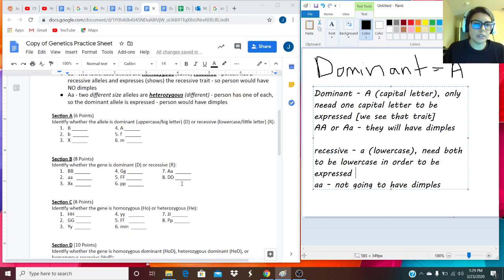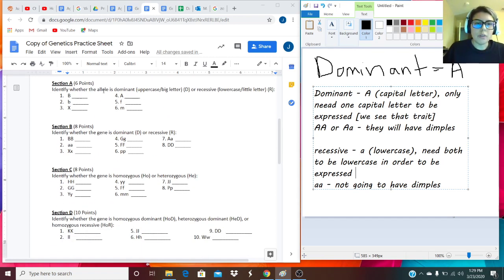Let's do this first. Identify whether the allele is dominant, meaning uppercase or bigger letter, or recessive. If it is dominant, uppercase, we're going to use the letter D. If it is lowercase, a little letter, or recessive, we're going to use R for recessive. So let's apply this practice. We have a capital letter. Take a second. What do you think is going to go there? 3, 2, 1. If you guessed that it was dominant, you are correct.